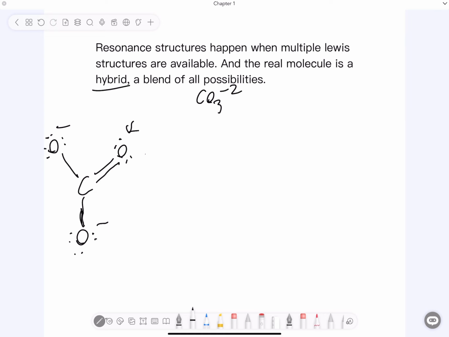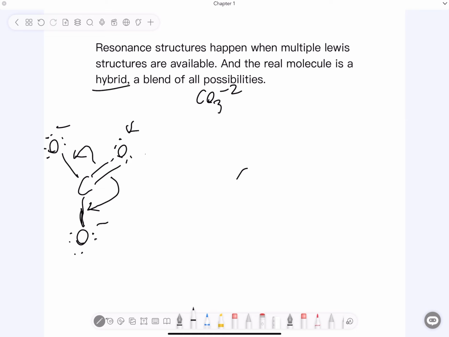And what if this double bond was on, sorry, I could have just drawn an arrow. What if this double bond was on this one? Or what if it was on this one? The molecule would be the same, right? And that's what a hybrid really is. It's a blend of all the possibilities.